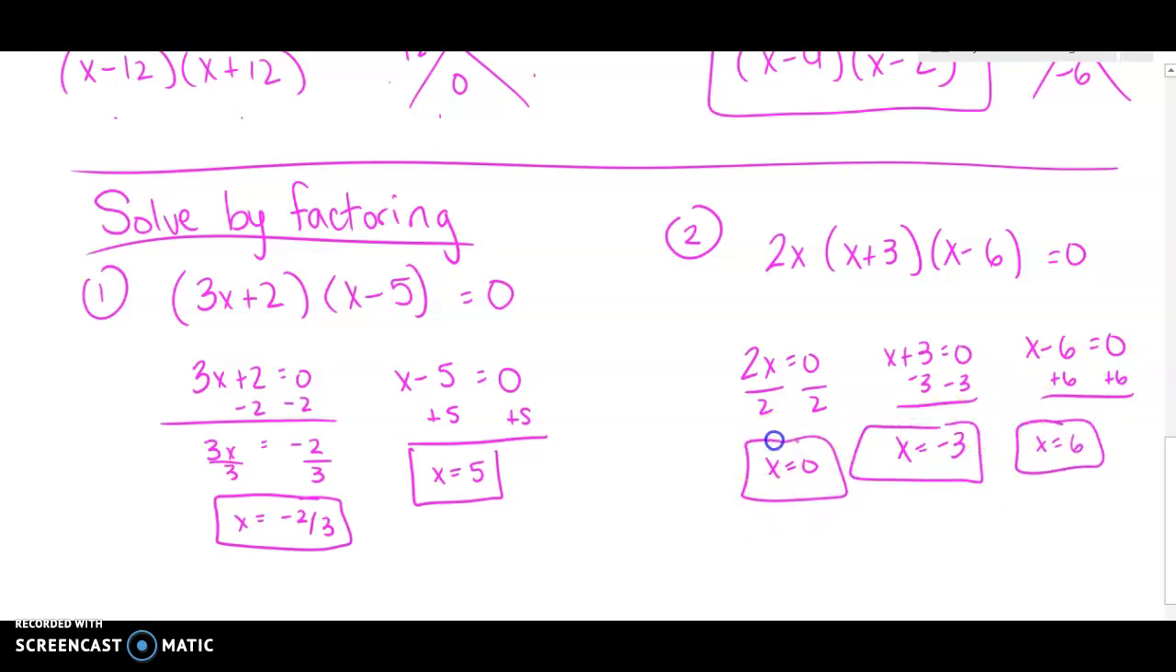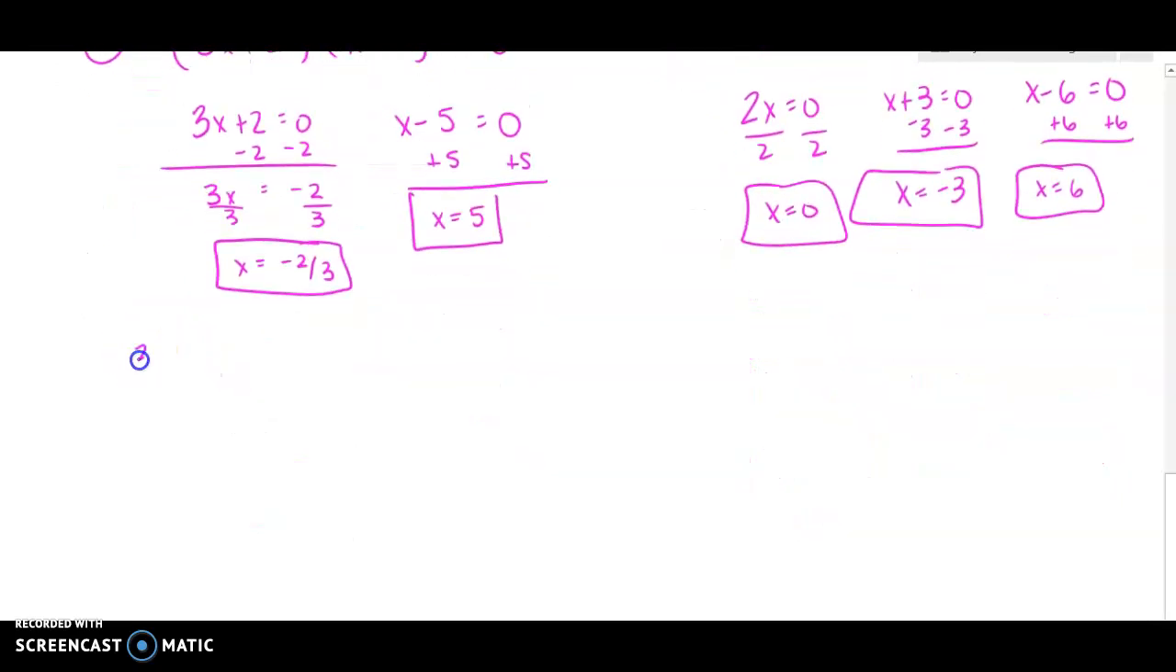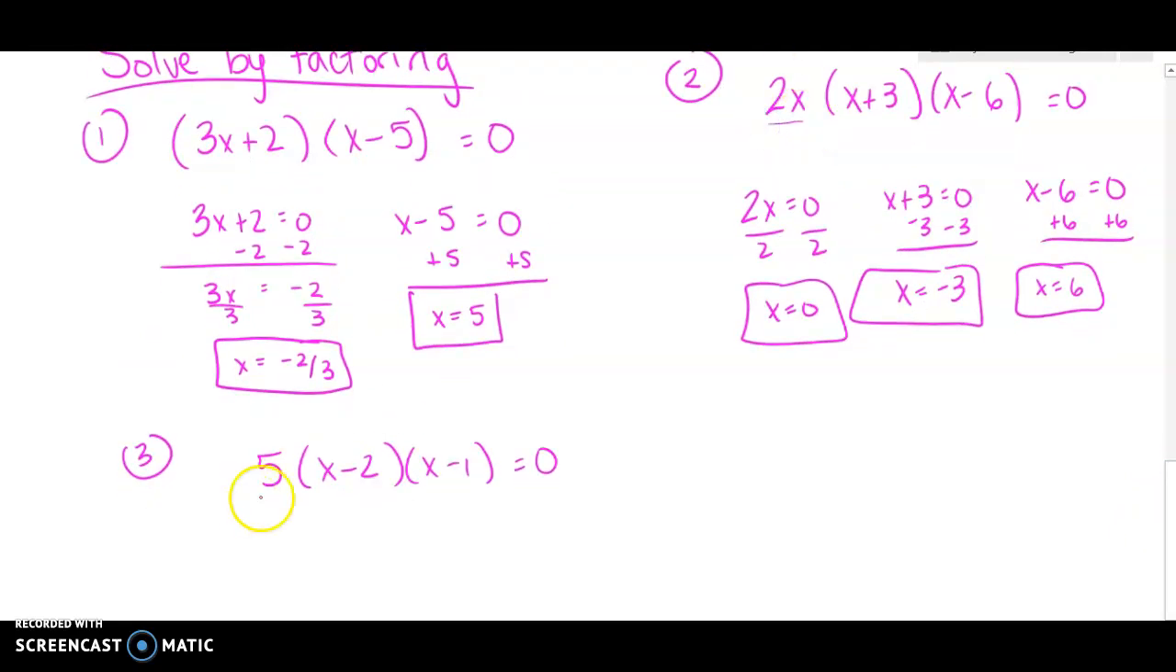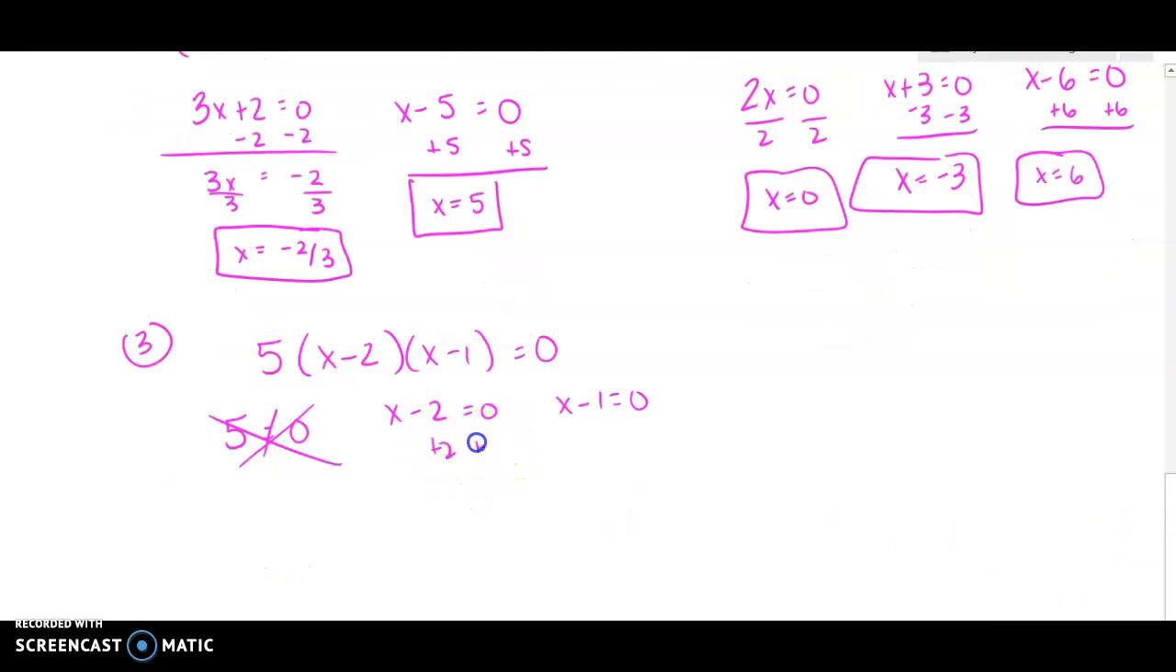All right, so you have those. If you ever have a problem that's already factored and it's like 5 times x minus 2 times x minus 1 equals 0, you're still going to want to try and set things equal to 0, just like in this last one. But in this last one, you could set 2x equal to 0. This one, you can't set 5 equal to 0. So you really can't do anything with the 5. In this problem, you would just set x minus 2 equal to 0 and x minus 1 equal to 0. And add 2 to both sides, giving you x equals 2. And add 1 to both sides, giving you x equals 1. All right, so that's if it's already factored.